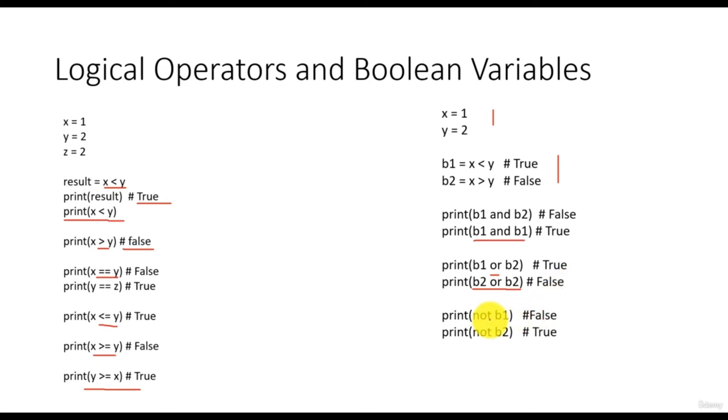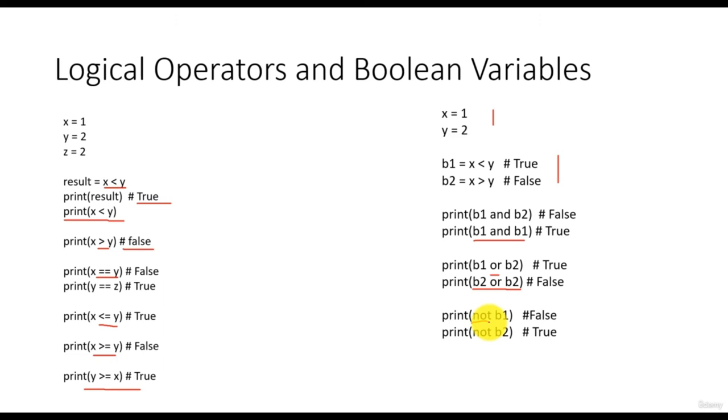And finally, we have the NOT operator, which is a unary operator. It takes only one operand. It returns true if the operand value is false. If the operand value is true, then it returns false. So basically, it negates the operand value.